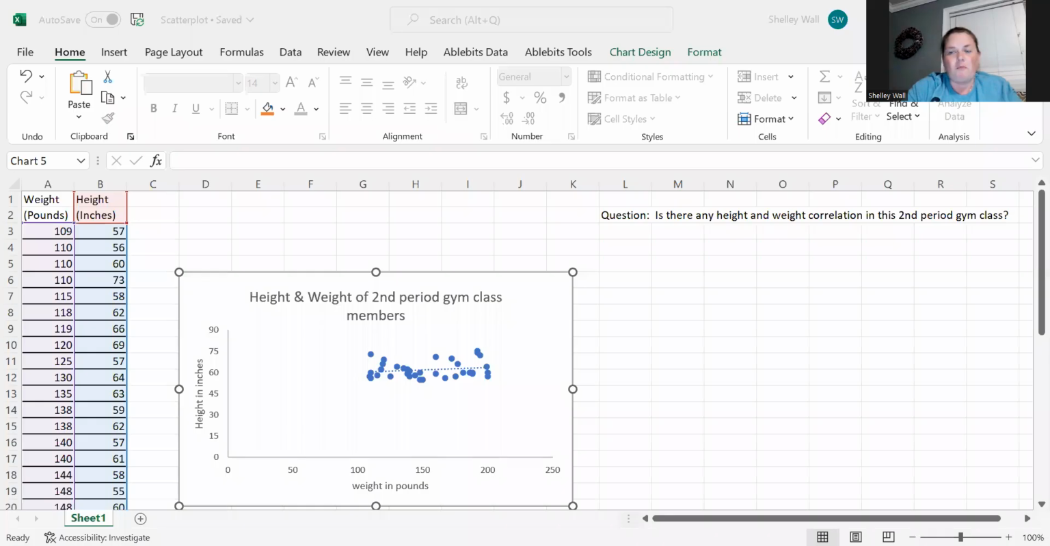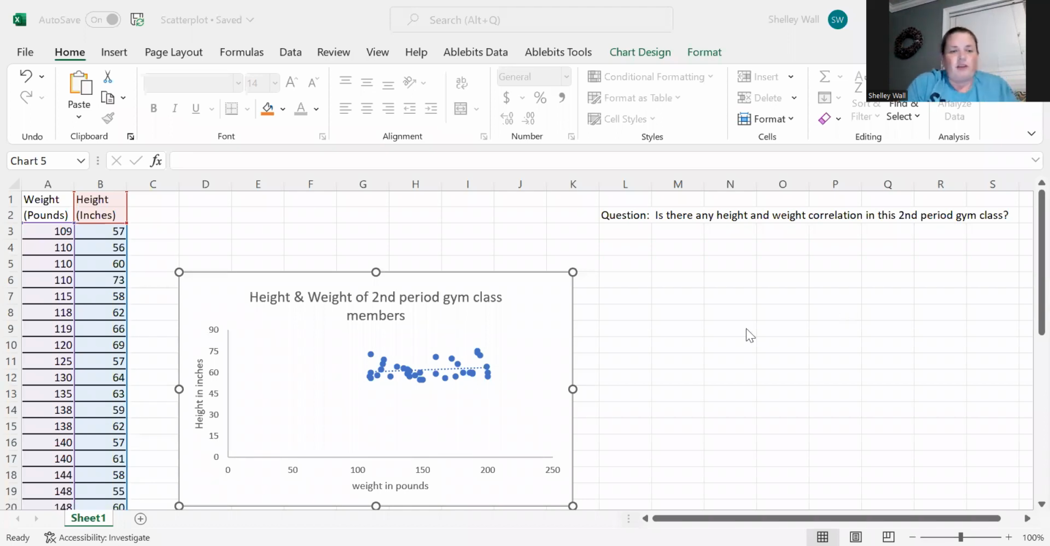Hey, good evening. Tonight I'm going to walk through the process of making a scatter plot with you in Microsoft Excel. So first thing I'm going to do is share my screen, and I'm going to pull up some work I've already done in Excel.